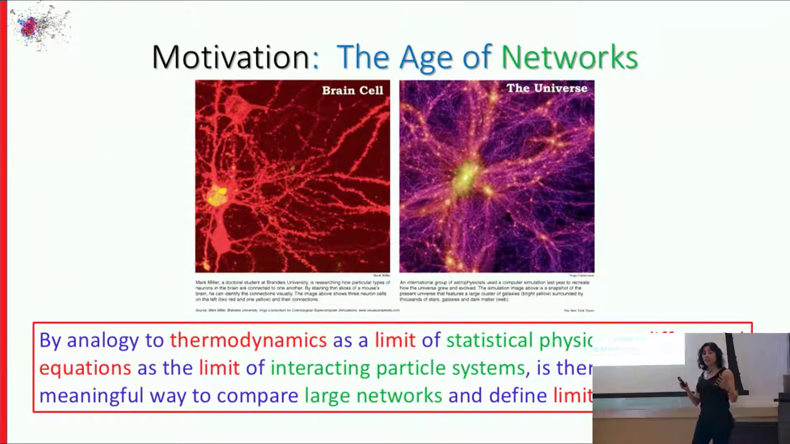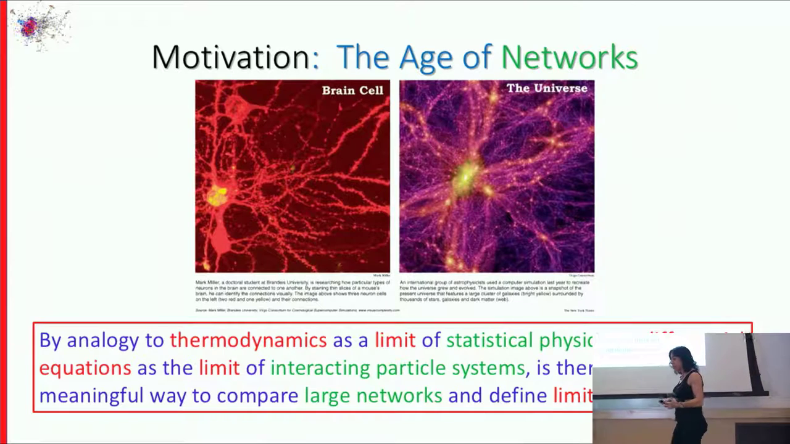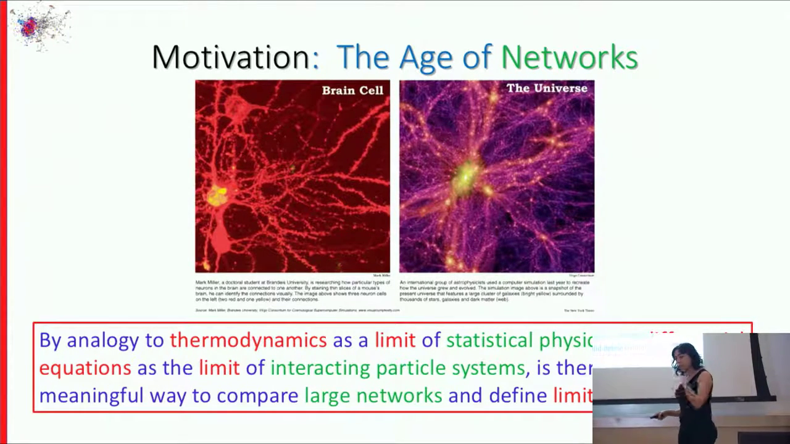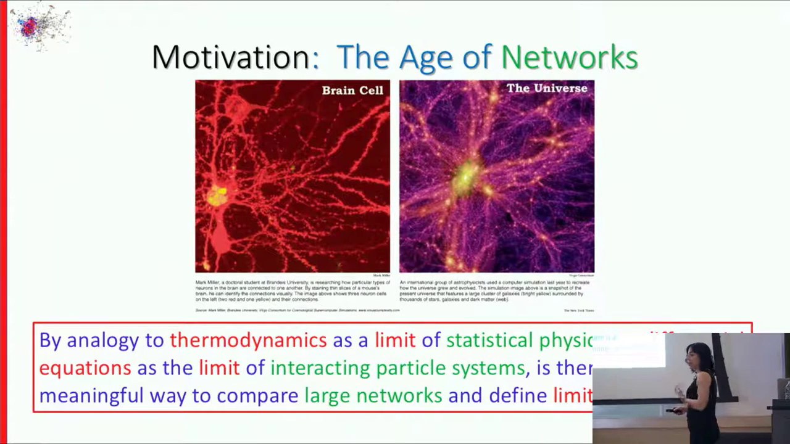Is there a meaningful way to take a large network and define a limiting network and see what properties survive in the limit? Possibly in the same way that it's much easier to deal with a differential equation than with an interacting particle system, or easier to deal with thermodynamics than statistical physics because a lot of the details are gone. Could you do the same thing with the limit of a network?